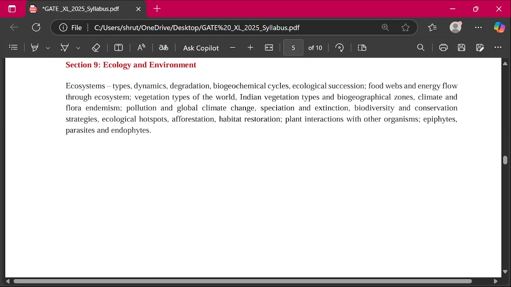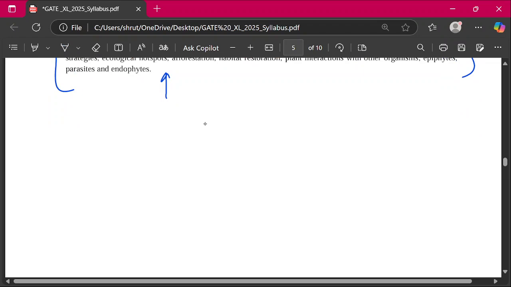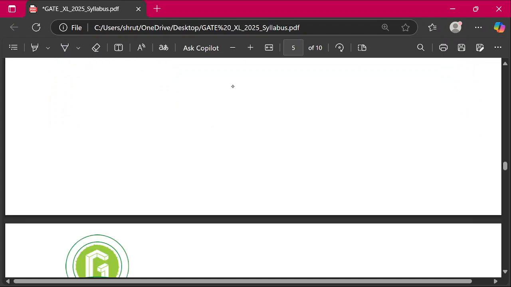Then section 9, which is the last section of the botany subject, is ecology and environment. In this section we have to study the types, dynamics, degradation, biogeochemical cycles, then ecological succession, food webs, energy flow, flora, endemism, etc. So read this in detail after downloading the GATE Excel syllabus.